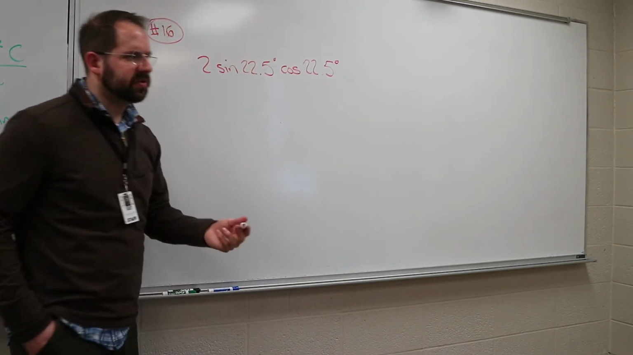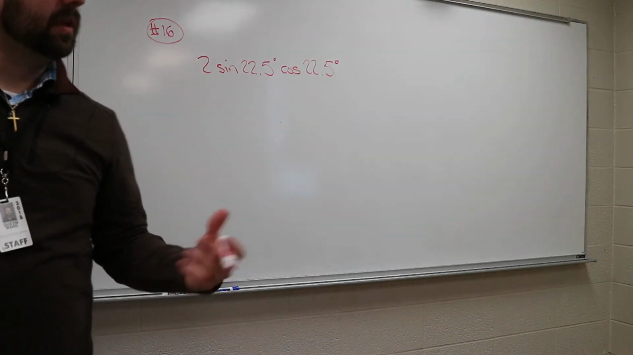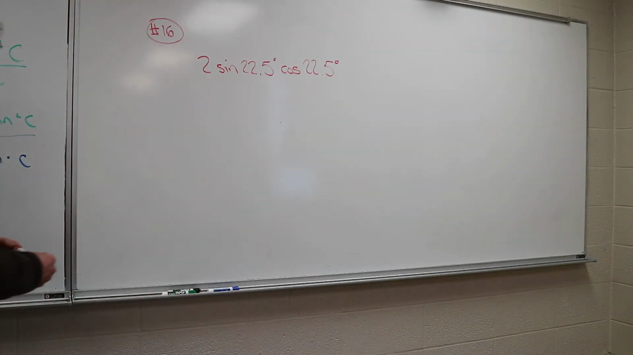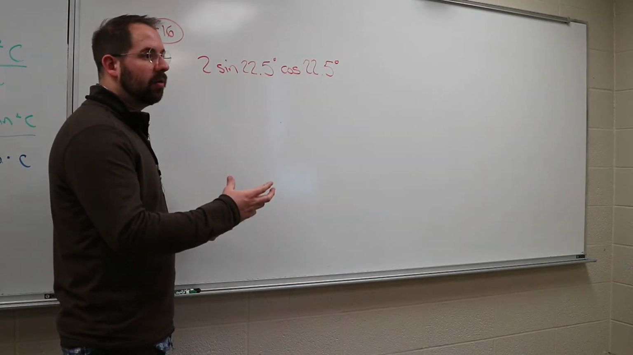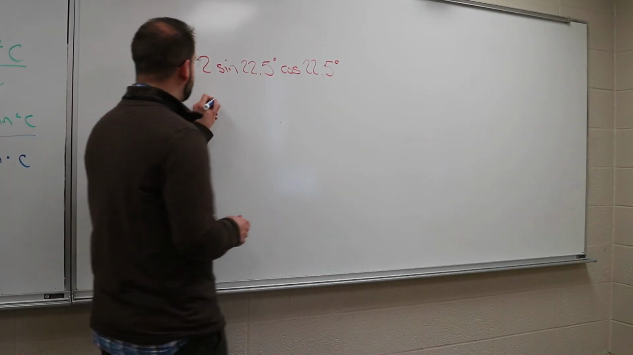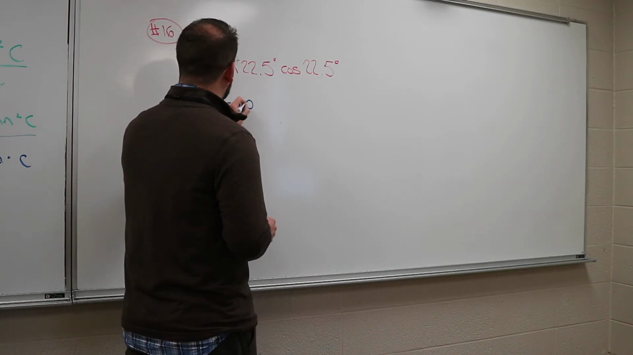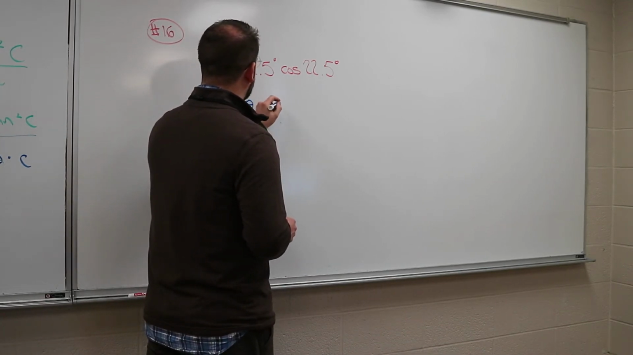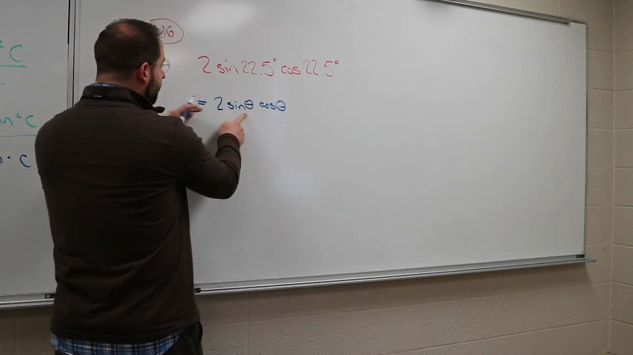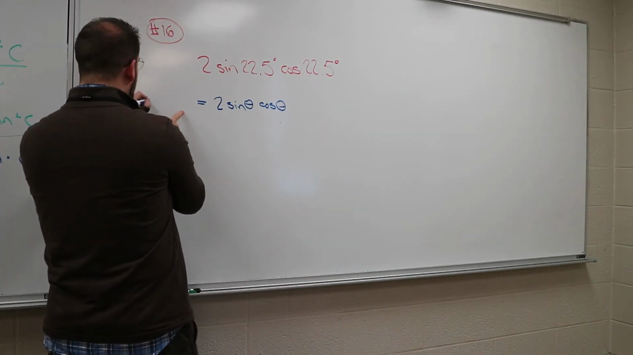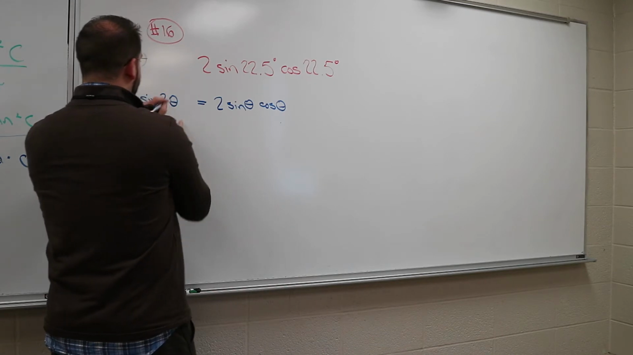Alright, and they just want you to solve it. They want you to find the exact answer without using a calculator, all that good stuff. If you first recognize this, this is a double angle formula. You can recognize it right away. It's 2 times sine of theta, cosine of theta. So if you recognize the formula, this thing is equal to sine of 2 times whatever theta is.